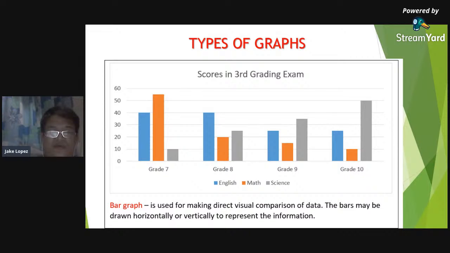But comparing with the math grades of grade 8, grade 9, grade 10, you can see there's a steady decrease. So that's just an example, okay?